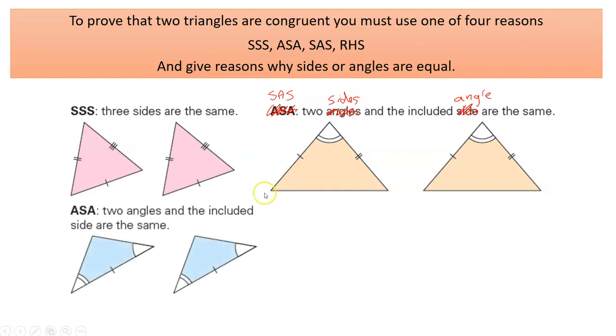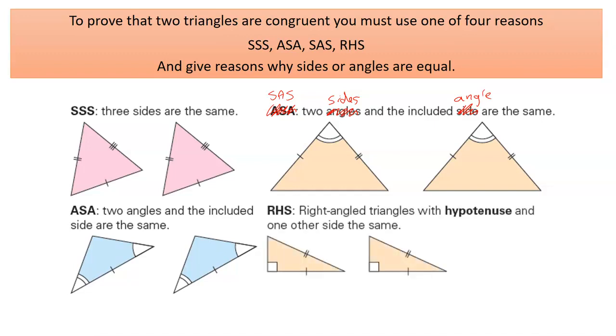ASA, 2 angles and the included sides. So again, the order is important. We can have AAS, though I will accept that, although I won't talk about it too often. And RHS, where R is right angle, H is hypotenuse, S is side. You should be familiar with those 4. I do expect you to write down the orange box though. If you haven't done that yet, then pause the video and do so.